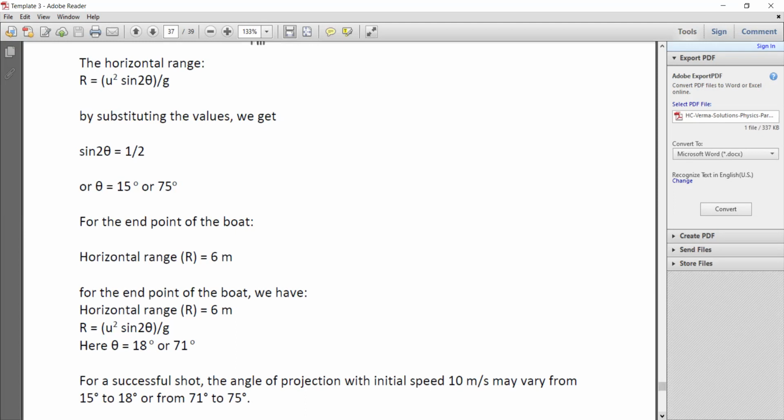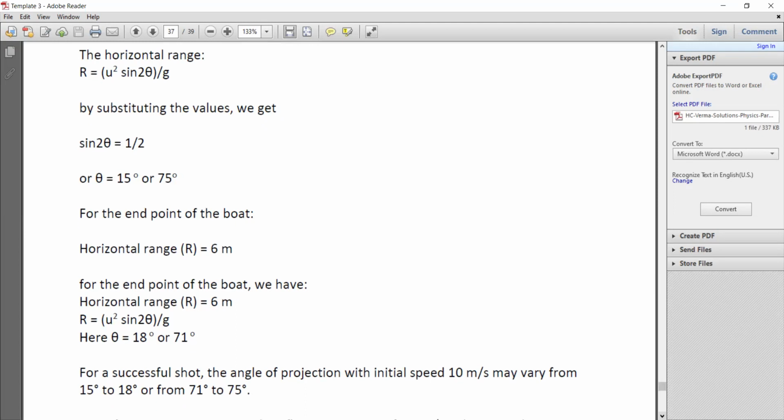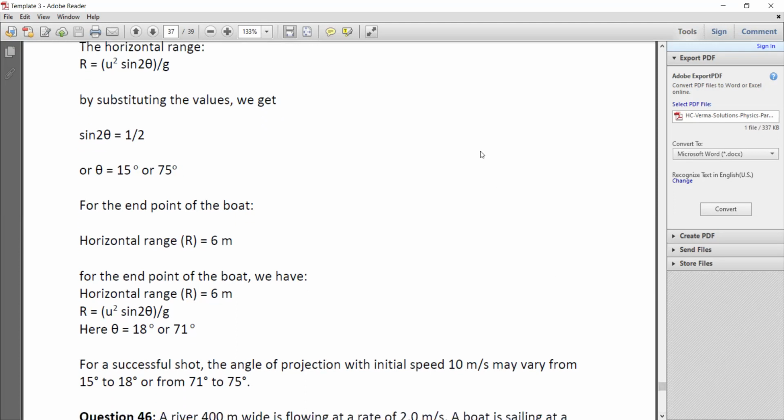R equals u squared sine 2 theta by g. Here theta equals 18 degrees or 71 degrees. For a successful shot, the angle of projection with initial speed 10 meters per second may vary from 15 degrees to 18 degrees, or from 71 degrees to 75 degrees.